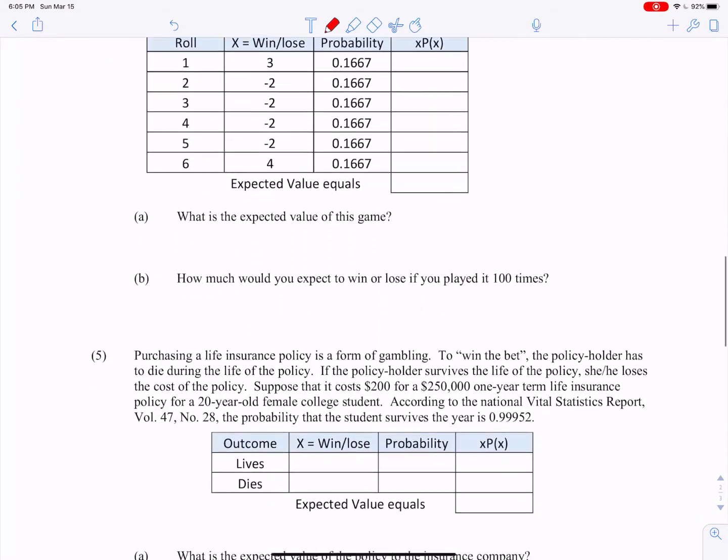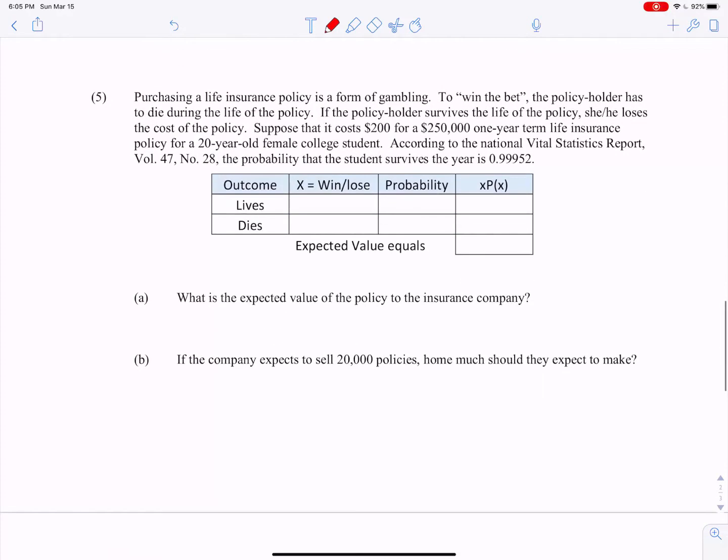Okay, we're going to skip the dice game, and we will go to the life insurance problem. The life insurance problem is probably the trickiest one. If you buy insurance, you're gambling that you're going to need it, and you're spending money in a way. If you don't have to use the insurance, then you've lost that money. So in order to win the money, you need to actually use the insurance. So if it's a life insurance policy, it's really tricky. But we're going to look at this from the perspective of the insurance company.